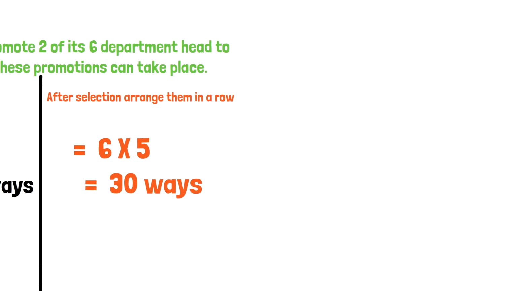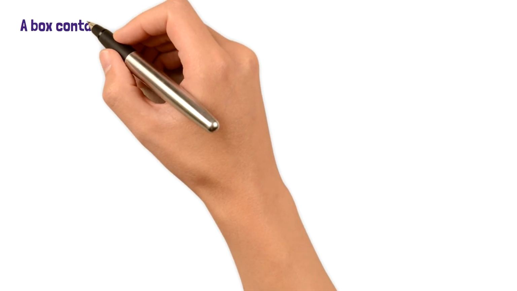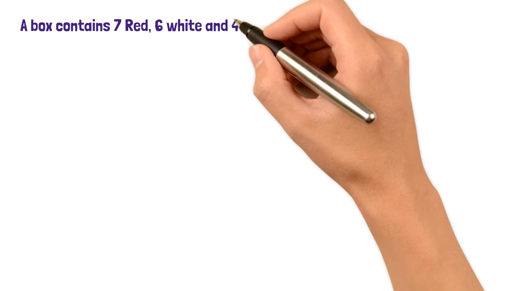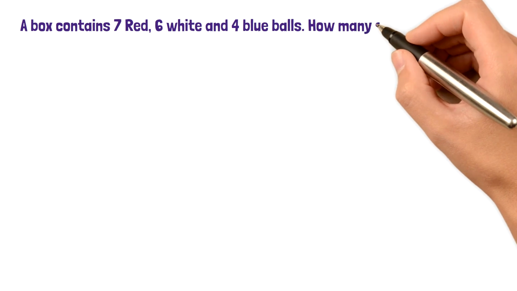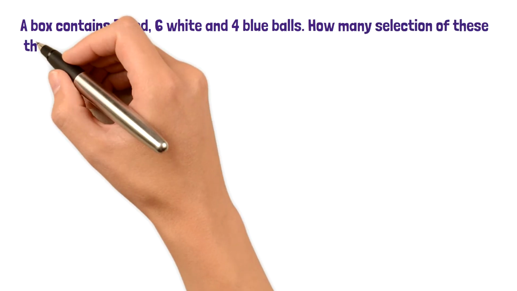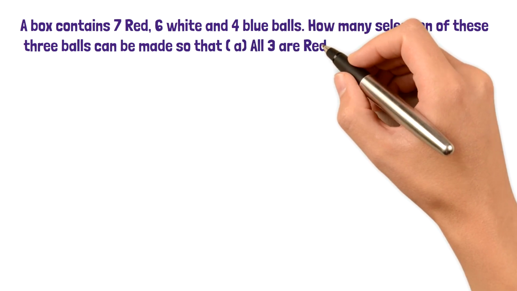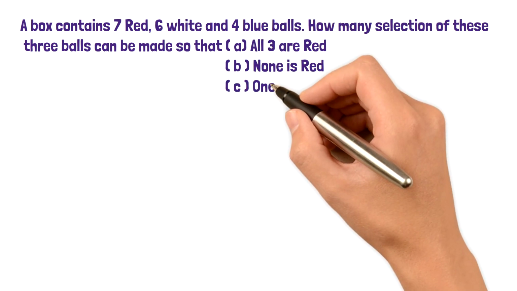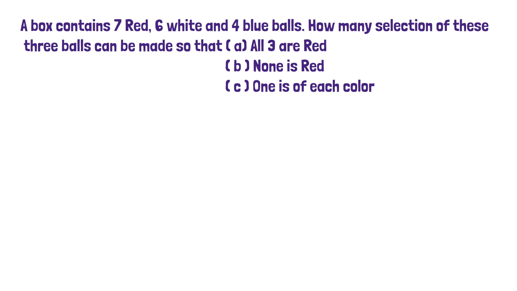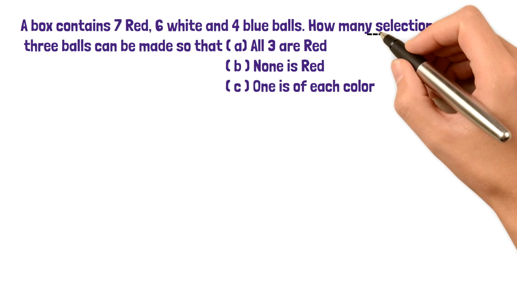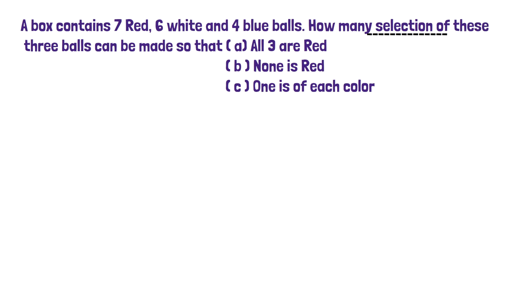Let's do a different type of question. A box contains 7 red, 6 white and 4 blue balls. How many selections of 3 balls can be made so that A, all 3 are red, B, none is red, and C, one is of each color? First mark the keyword, that is selection. So in every selection, the arrangement among themselves needs to be excluded.